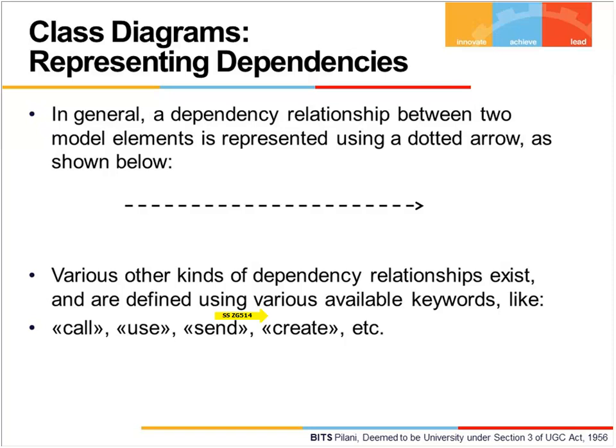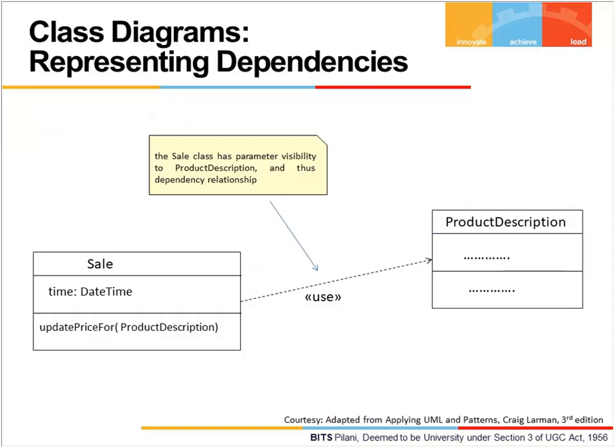Okay, let's move ahead. So this is one example of a dependency relationship. I'll just take you through 2-3 examples of dependency relationship plus a few more notations. My class Sale has an operation updatePriceFor, which has a parameter of type ProductDescription, right? And my ProductDescription is another class.